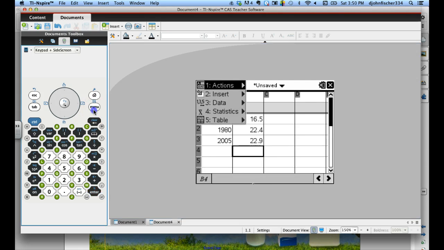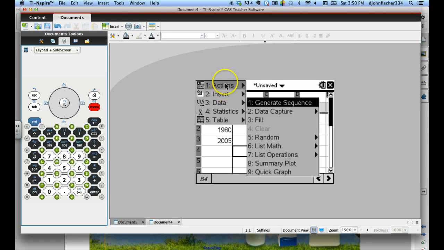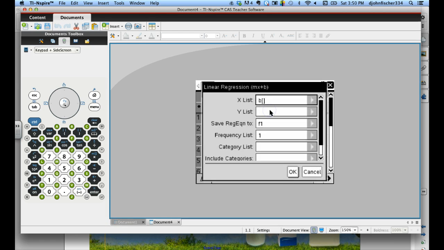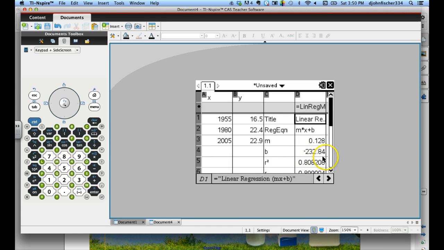X is the year, and Y is that. So now if we go in, we want a linear regression because there's 3 points. We're going to go statistic calculation, mx plus b. So we're going to say x, we're going to say y, and we're going to click OK. And we're going to have our linear regression. Not the best fit, but it should work okay.